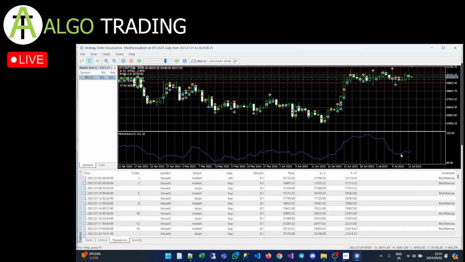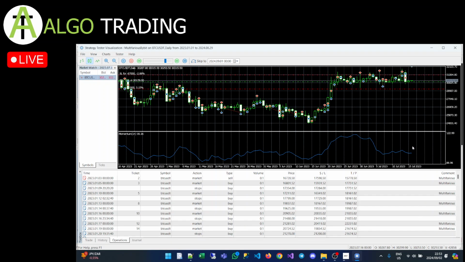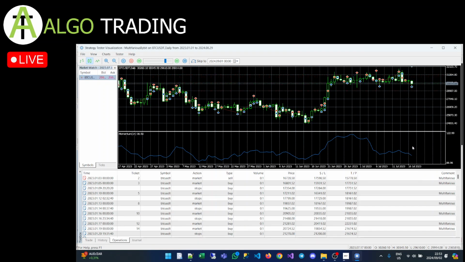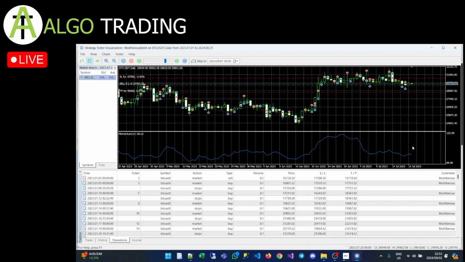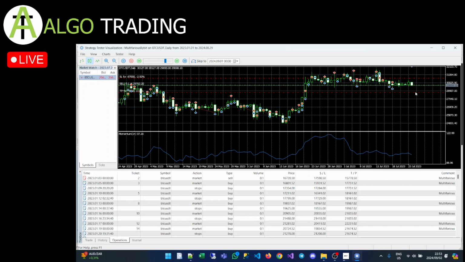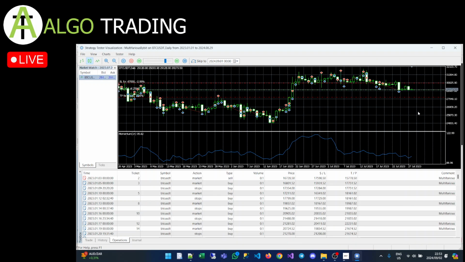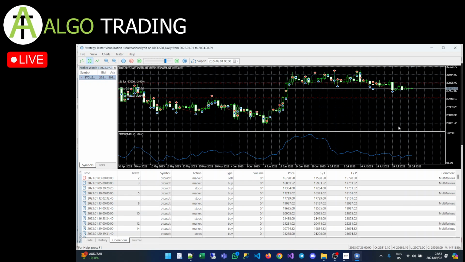Okay, so you see it's dropped now below the 100. There was a lost trade. Now it's dropped down again, so now it's looking for sell positions. And I've also got a very, very tight trailing stop in here as well. So even though my stop loss is here, okay, so you can get the idea.